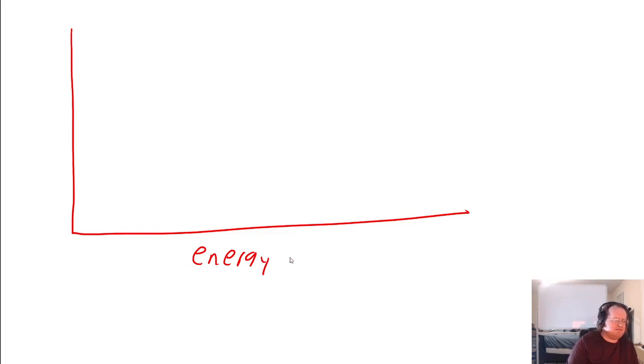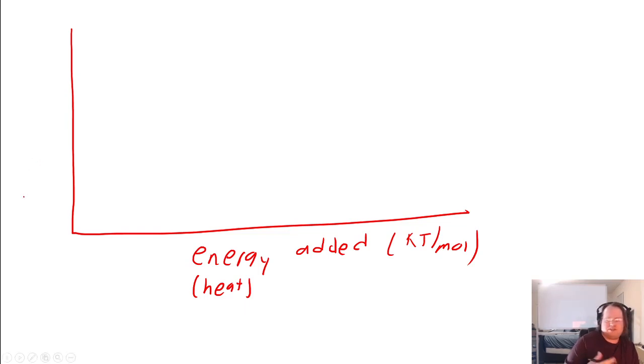And this is going to be energy added, or it might be said as heat added. So I'll say it as heat. I think that word's a little more likely there. And it'll probably be reported in something like kilojoules per mole. Doesn't have to be exactly kilojoules per mole. You could do it in joules, or for a specific sample, it could just be kilojoules. Kilojoules per mole, so it's a generic curve that would apply to any sample.